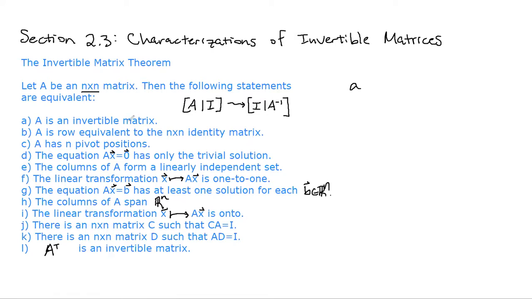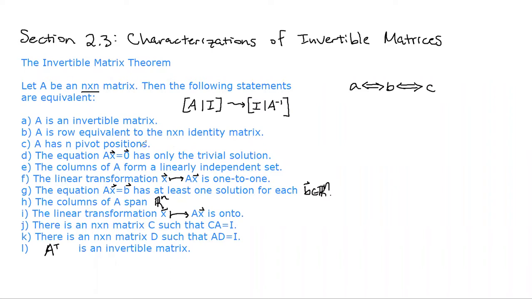So if A is an invertible matrix, then it's definitely going to be row equivalent to the identity. This means that property A really means the same thing as property B. If A is row equivalent to the identity matrix, then in the identity matrix we have ones in every single row and column. And there are n rows and columns, that means we have n pivot positions. So if A is row equivalent to the identity matrix, that's the exact same thing as saying we have n pivot positions. So B is really saying the same thing as property C.